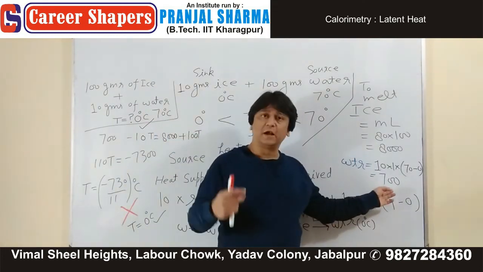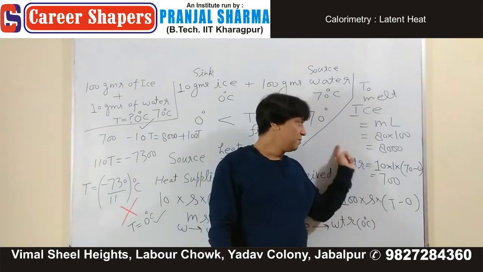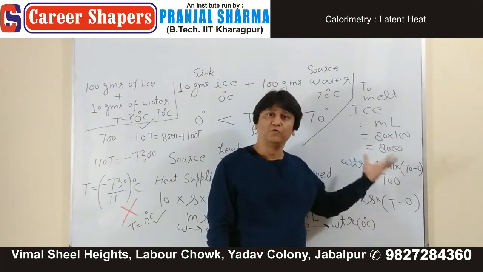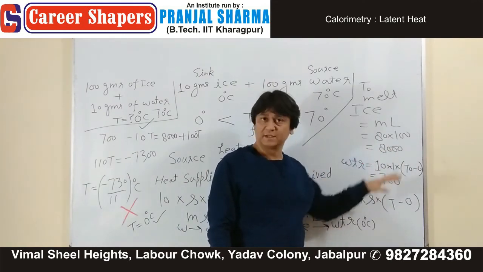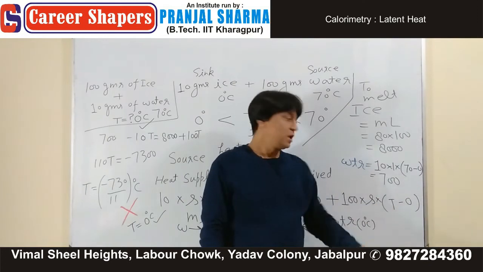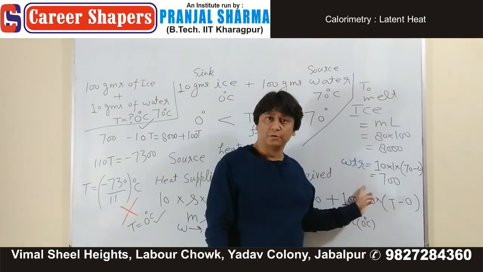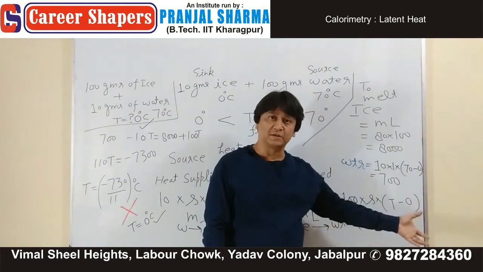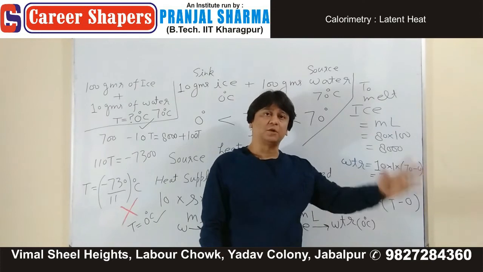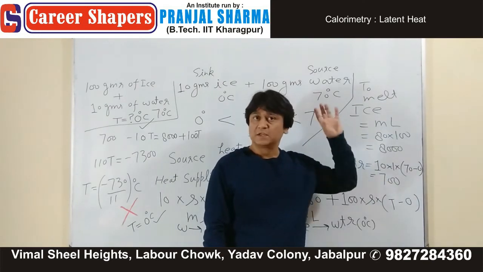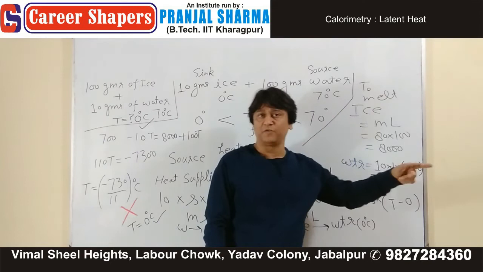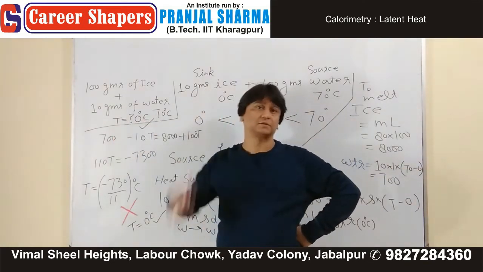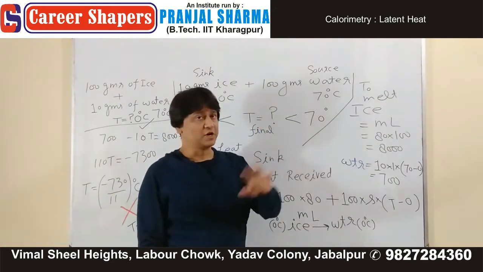ये 700 दे सकता है और डिमांड कितने की है? 8000. You cannot fulfill the demand because supply is less, and therefore what happens? Whatever amount of heat is present to you, from that heat simply melt some amount of ice. Complete melting is not possible, and therefore since ice is present in the final mixture, temperature will be what? 0 degrees Celsius. I hope you understand what I am saying.